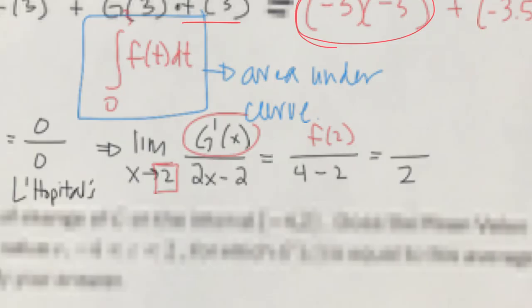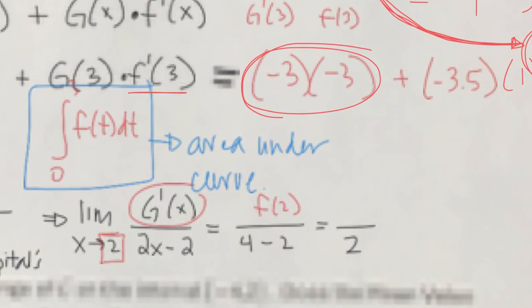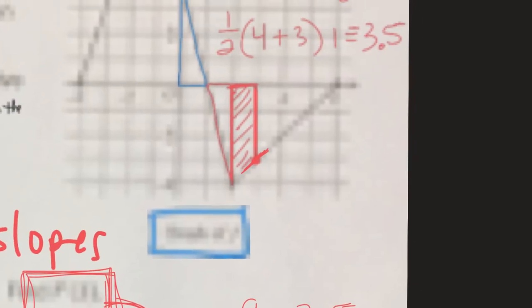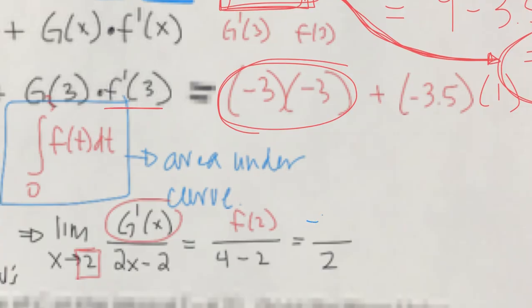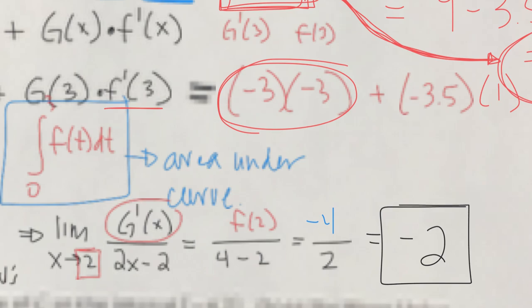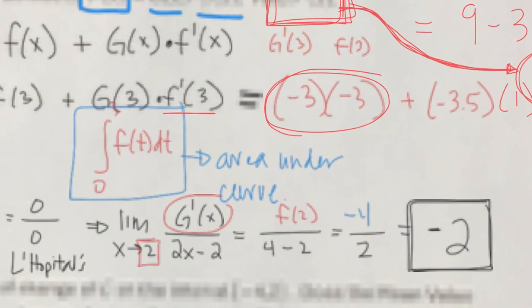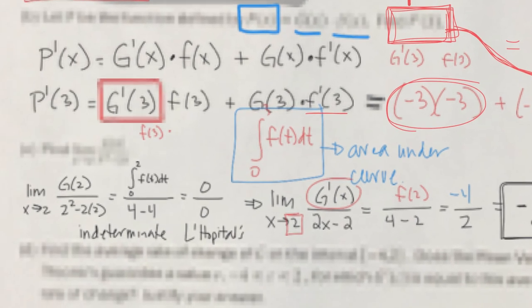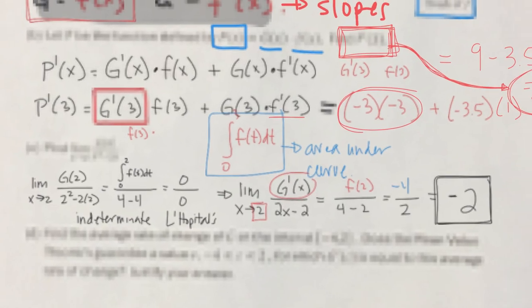So what is f of 2? The y value from our graph when x equals 2 is negative 4. And then finally, negative 4 divided by 2 is negative 2. And that is our final answer. Okay, so these ones calculus likes to use, right? They love to use this type of notation to see if you know what's going on. G is our integral function, so we have to evaluate it. Well, 0 over 0, L'Hopital's rule, take the derivatives, and then plug everything in that we can.